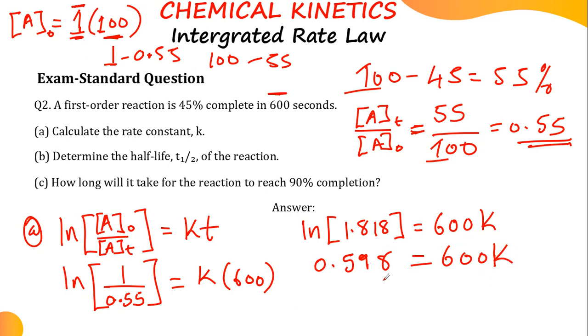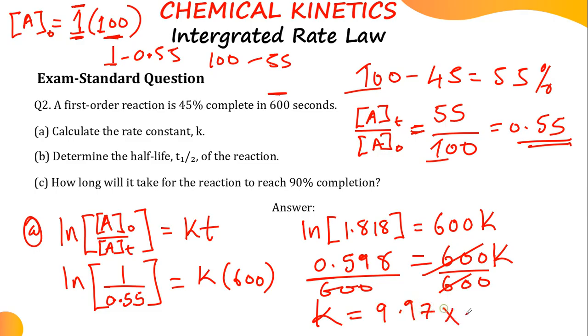That's the reason why it's a class. Is this what you are getting also? Yes, sir. Now from here, your aim is to solve for K, so you divide both sides by 600. Then your rate constant K will be what? Divide that. I'm getting it to be 9.97 multiplied by 10 to the power negative 4. Then the units, since it's a first order, like that.